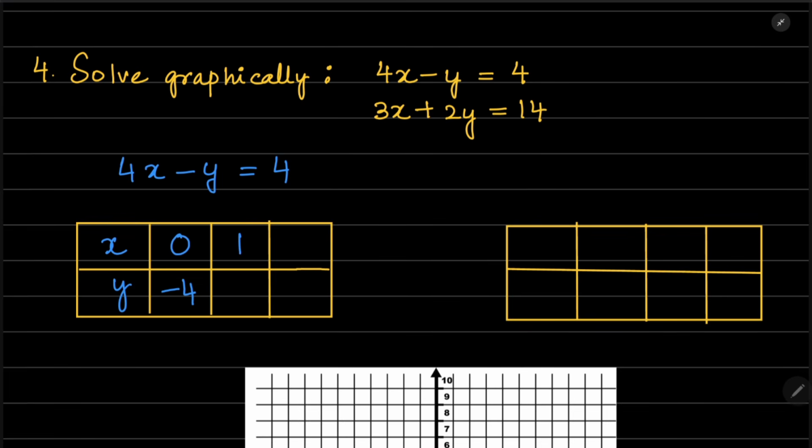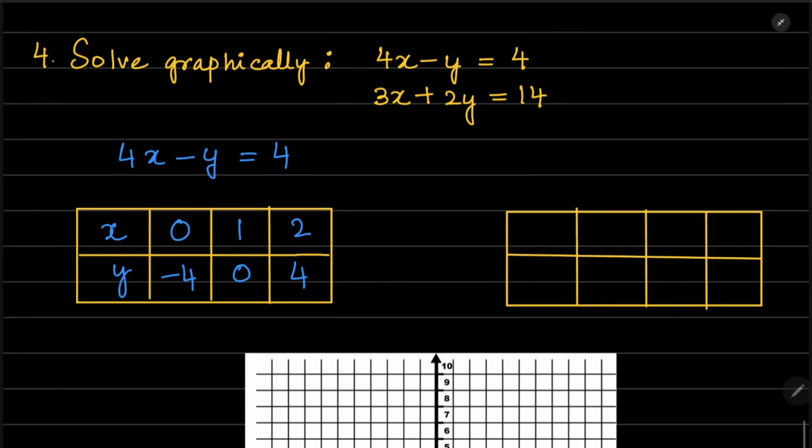If x is equal to 1, what will you have? If x is 1, you will have 4 minus y equal to 4, so y equals 4 minus 4, which is 0. So what will be your y? It will be 0. If x is equal to 2, what will you have? If x is 2, so 8 minus y equal to 4, or y equal to 8 minus 4, which is 4. So these are the coordinates for the first line.